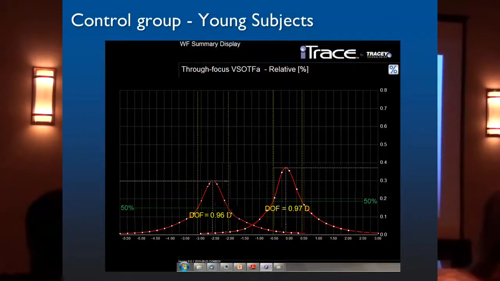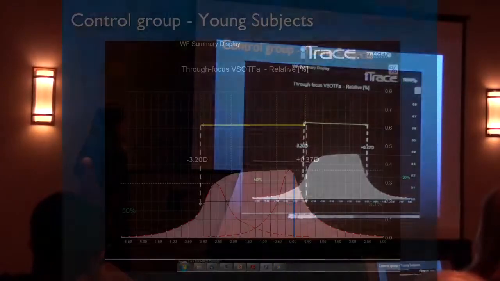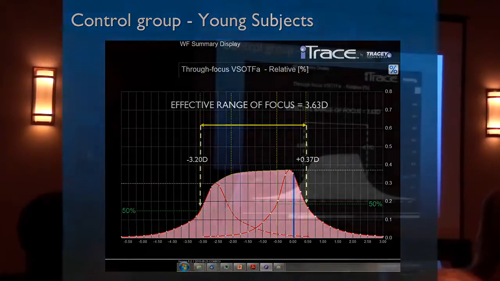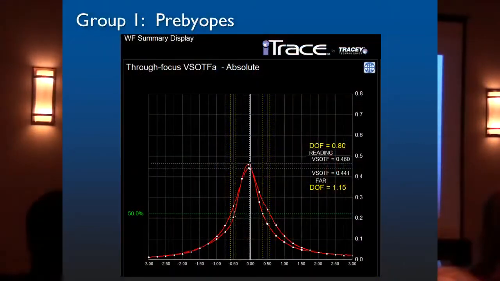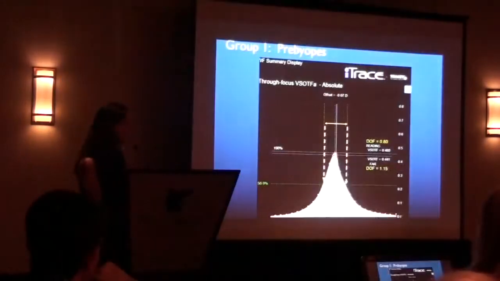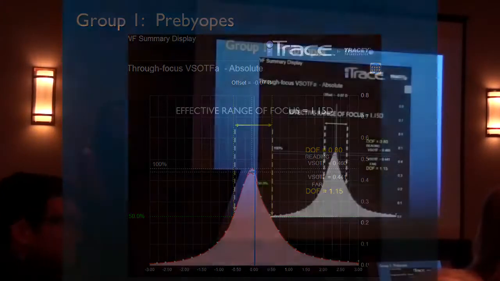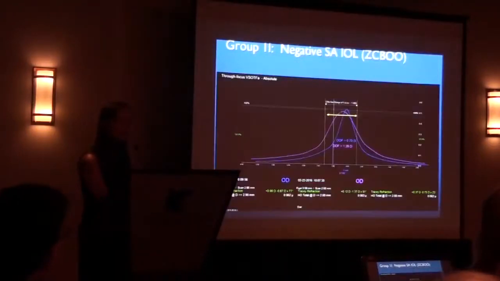So this is just an example of patients in our control group, young subjects, again, near and distance DOF curves. And this is what we see, a really huge effective range of focus. Patients, they have really true accommodation. Patients with presbyopia, as we can see here, have a very, very narrow effective range of focus. So it's nice to have both control groups because then we can look carefully at different IOL profiles.